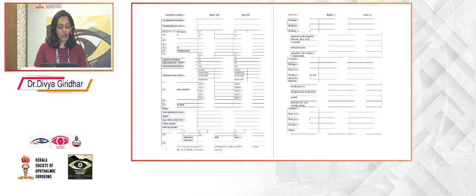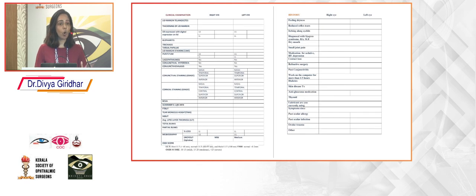So at the end of examination, it is always important to document all these findings. So a proforma like this can be created where we can roughly write every finding that we have found in a particular patient. This includes even the history of any underlying systemic disorders, any regular medications, which can all be risk factors for dry eye.